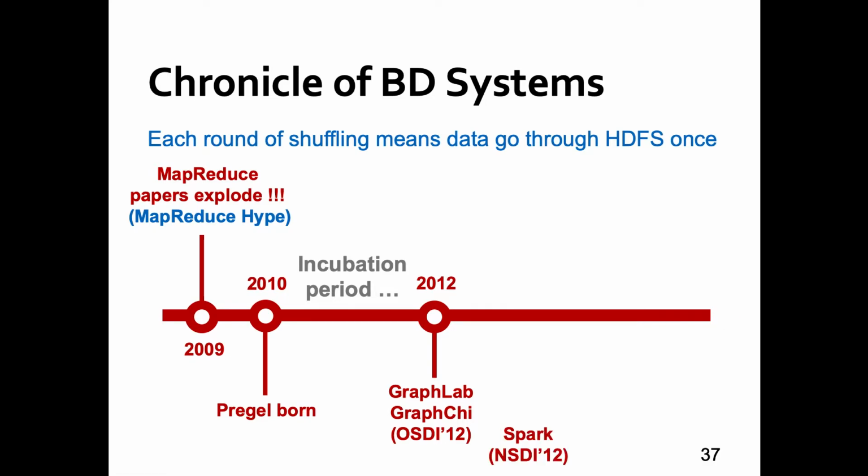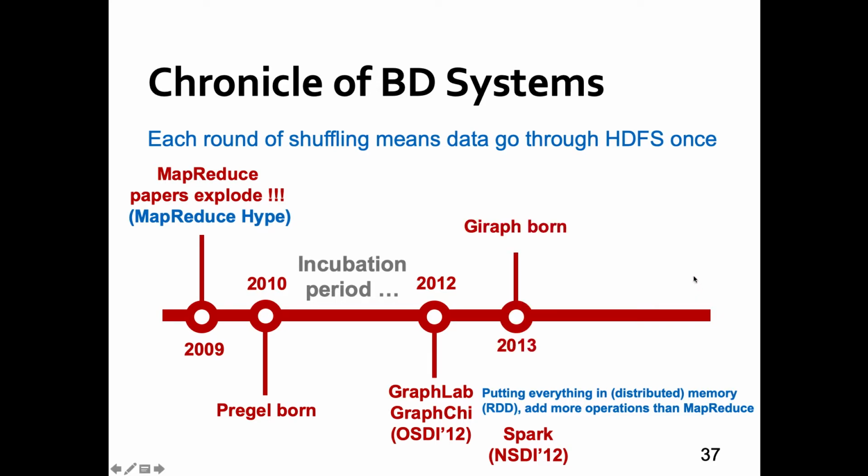Meanwhile, in NSDI 2012, the Spark paper was published as a replacement technology for MapReduce. The key idea is to hold intermediate data in distributed memory rather than on HDFS, and add more transformation functions that can be accomplished, say, as map-only jobs. The next year, in 2013, Giraph was born, which is considered the open-source replication of Pregel, though Giraph is in Java.